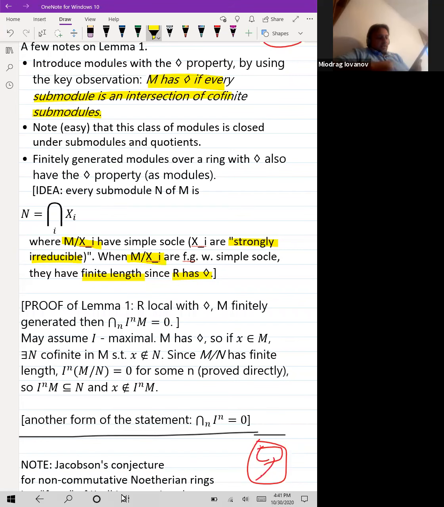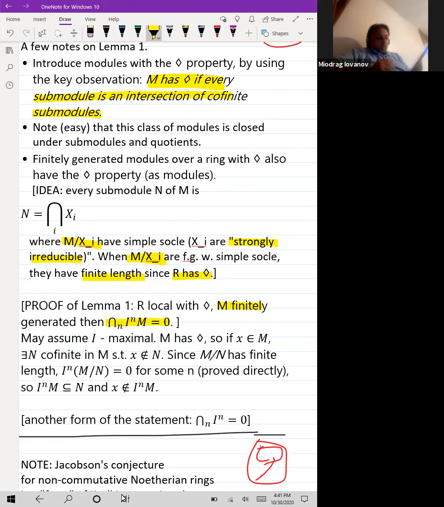And now once you've got this, you can prove this Krull intersection theorem. Remember, this said that if you have a local ring with the diamond property and a finitely generated module, then the intersection of the powers I^n M is 0. And it's quite immediate. You can just take the maximal ideal without loss of generality.